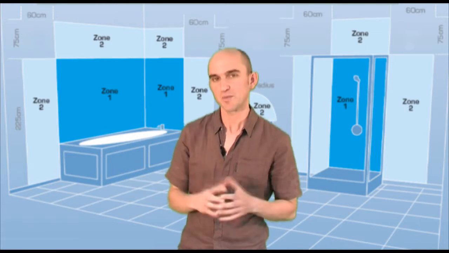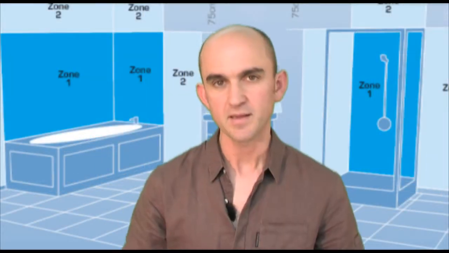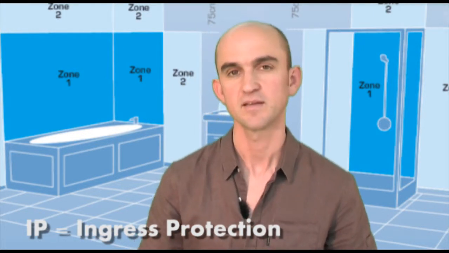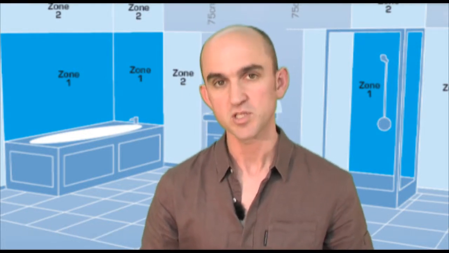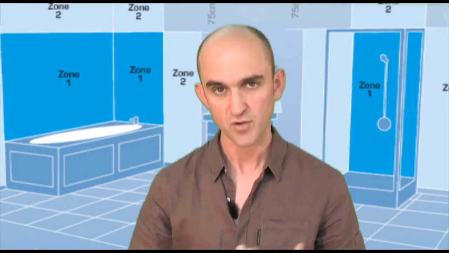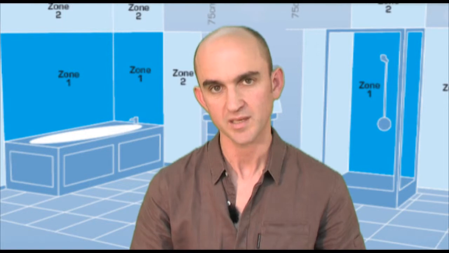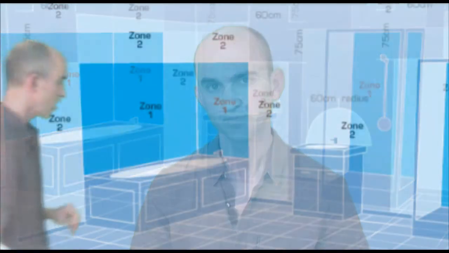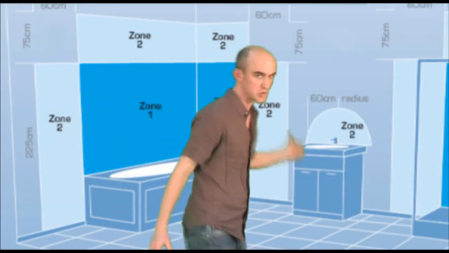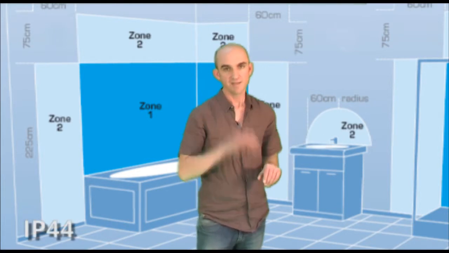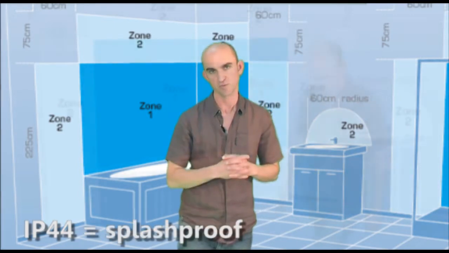So what is an IP rating? IP means ingress protection, and there are two numbers that follow the IP. These numbers correspond to the level of protection. The first corresponds to solids and the second to water getting into the fitting. So for example, let's take zone 2. Zone 2 requires an IP44 level of protection. The 4 corresponds to the level of protection that means splash proof.